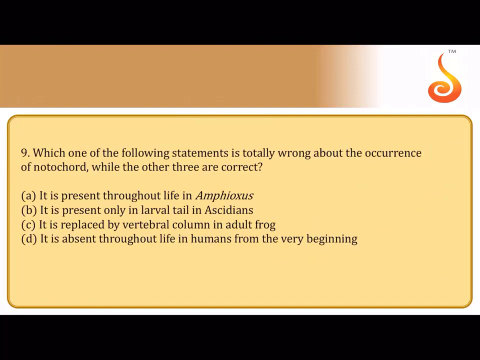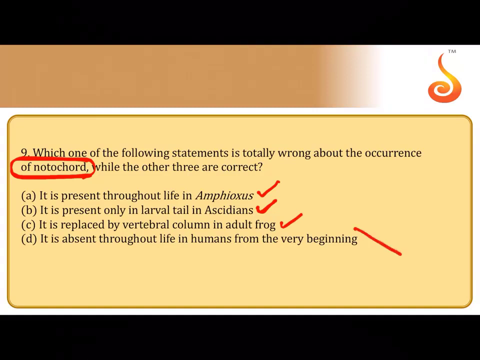Which one of the following statements is totally wrong about the occurrence of notochord? What we should focus on here is the notochord. It is present throughout the life in Cephalochordata or Amphioxus or Branchiostoma, correct. It is present only in the larval tail in Ascidia, which is a Urochordate, correct. It is replaced by vertebral column in an adult frog, correct. It is absent throughout the life in humans from the very beginning is false, because notochord is present in humans during embryonic development, and as you all are aware, during the later stages it gets replaced by vertebral column. So only the last option is incorrect.